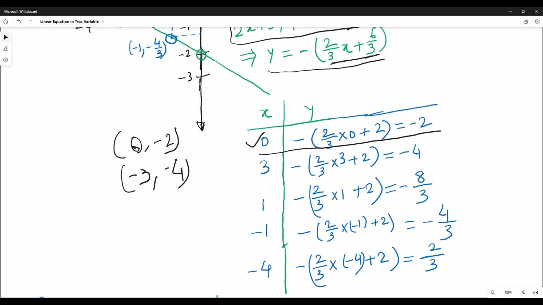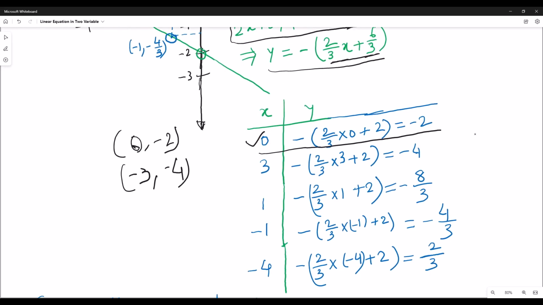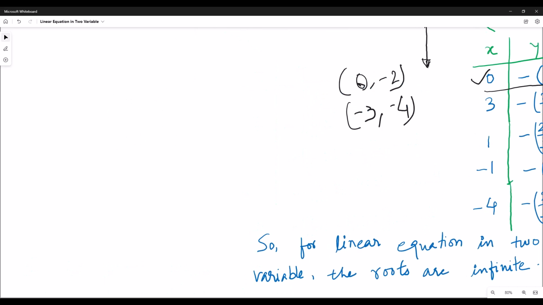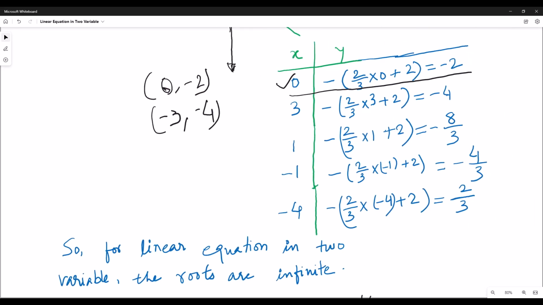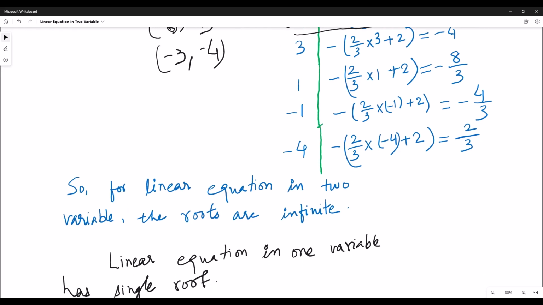So when x is 0, y is minus 2. When x is 3, y is minus 4. When x is 1, y is minus 8 by 3. When x is minus 1, y is minus 4 by 3. When x is minus 4, y is 2 by 3. So you can try to find out and you will get these same numbers.